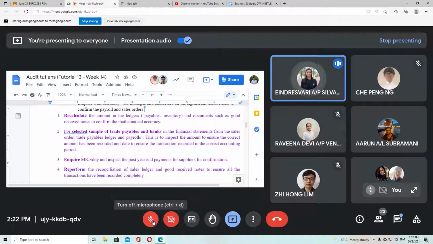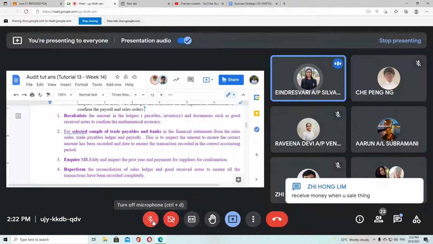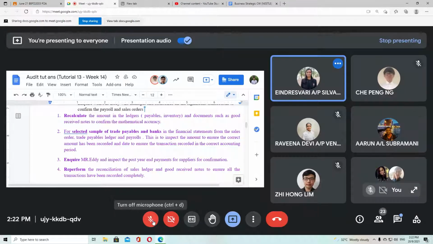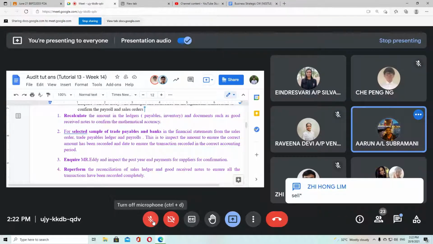So in this case, I don't understand why payables is here, why inventory is here. Your double entry for sales is credit sales, debit trade receivables. Okay? Yes, yes. So why is payables here? That is my question. I think typo. This is not typo.